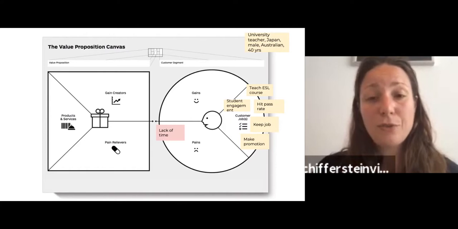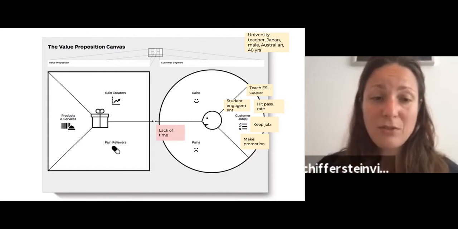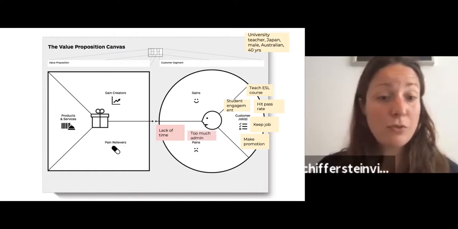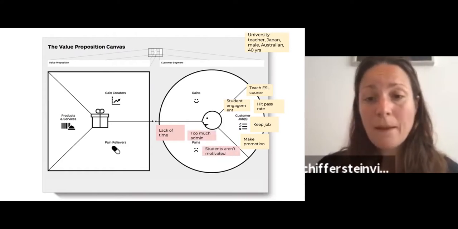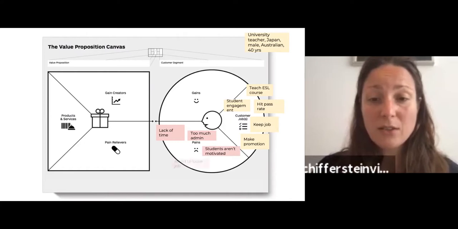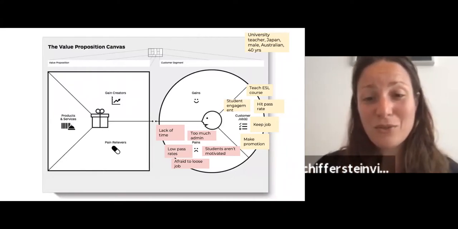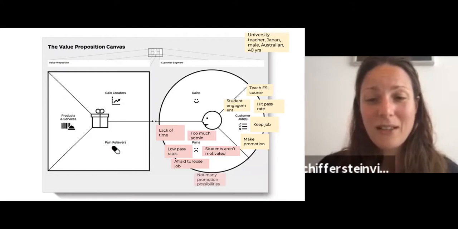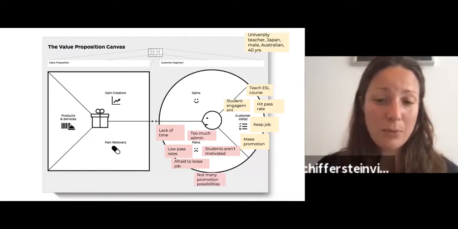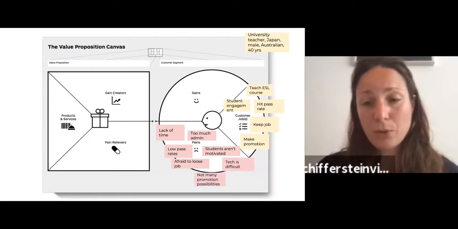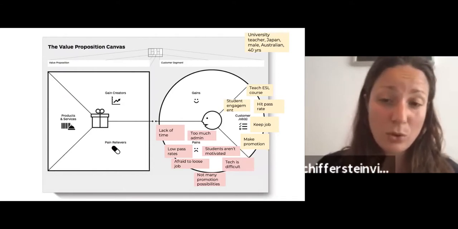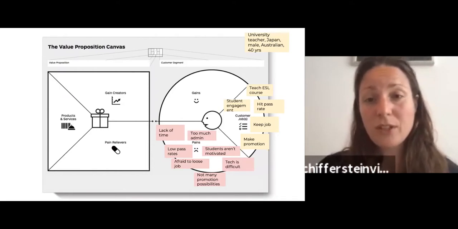So the pains that he feels: he's constantly under time pressure. He has far too much admin to do. Students aren't motivated, so he's afraid to lose his job. He sees low pass rates, which makes that fear of losing his job even higher. And there are not many promotion opportunities. And he finds technology quite difficult. So those are all his pains.